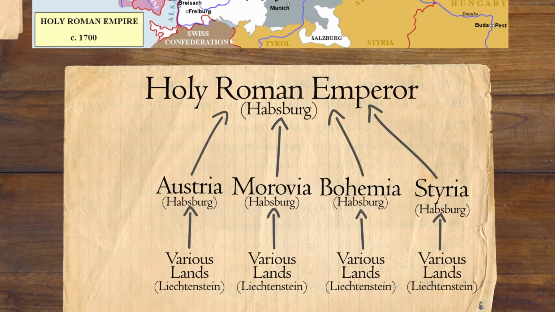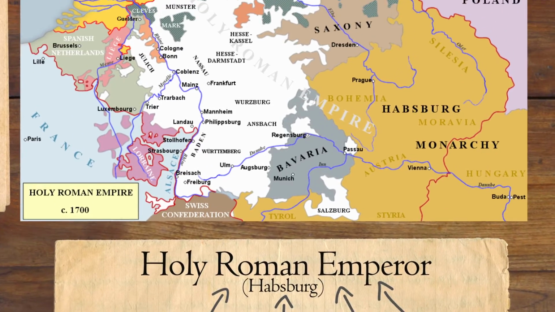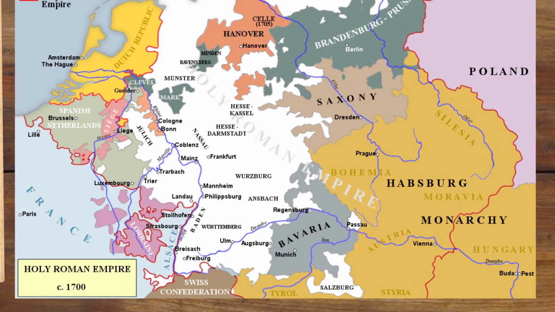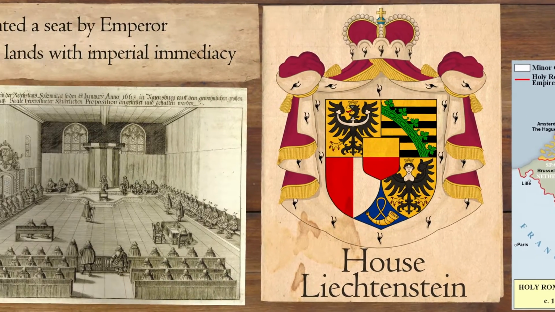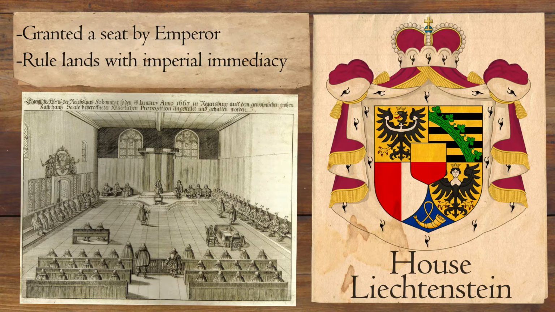For the Liechtensteins to gain imperial immediacy would be a bit harder to achieve. As mentioned before, all the lands they owned were in regions controlled by Habsburgs, so it would have been very unlikely that the emperor would have granted immediacy to the land that the Liechtensteins already owned, as doing so would take away from the Habsburgs' own lands. So the Liechtensteins would have to figure out another way to gain immediacy.